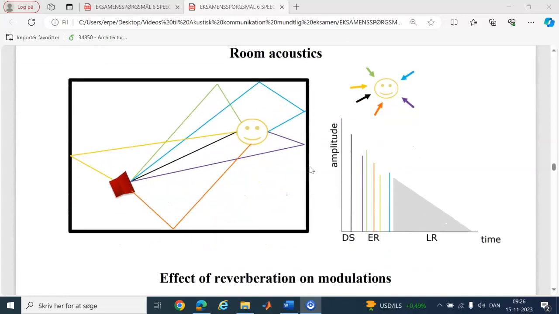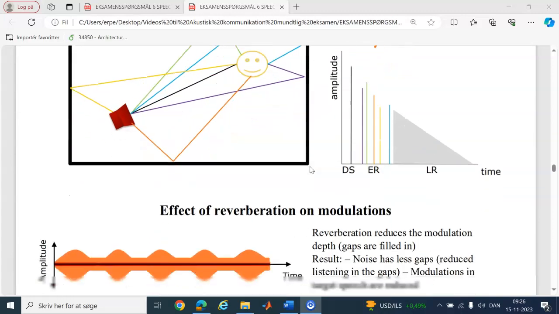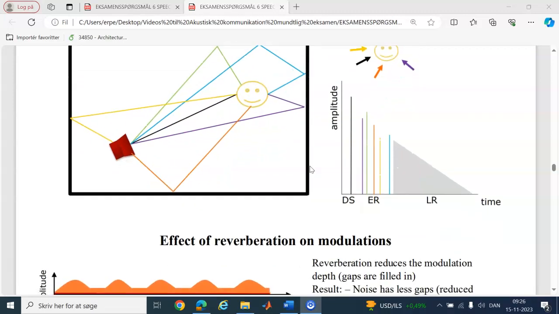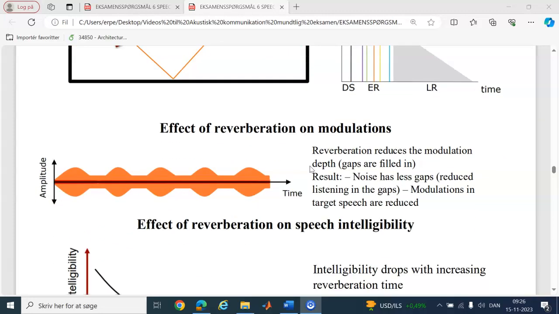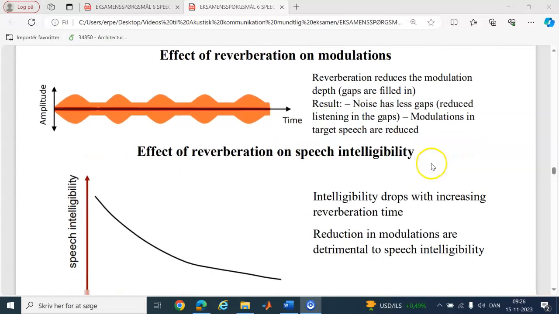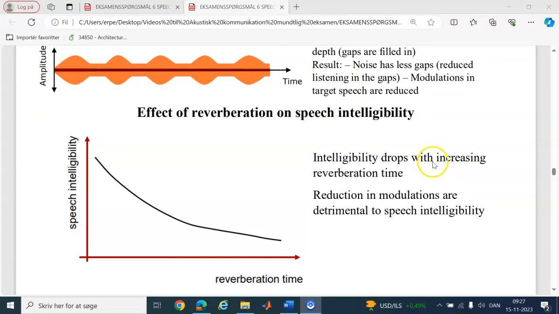We have some room acoustics effects, such as direct sound, early reflections, later reflections, and so on. Effects of reverberation on modulations: reverberation reduces modulation depths. Gaps are filled in, so the resulting noise has fewer gaps, which reduces listening in the gaps. That means that modulations in the target speech are reduced.